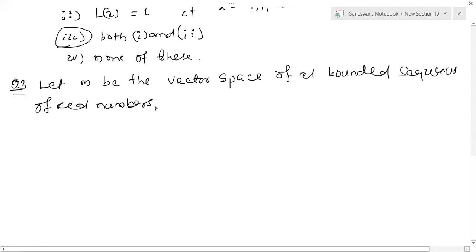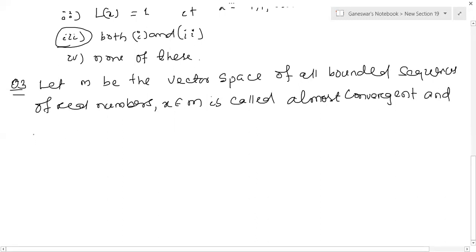X belongs to M is called almost convergent. The small x belongs to M and that is called almost convergent, and the number S is called the F limit.